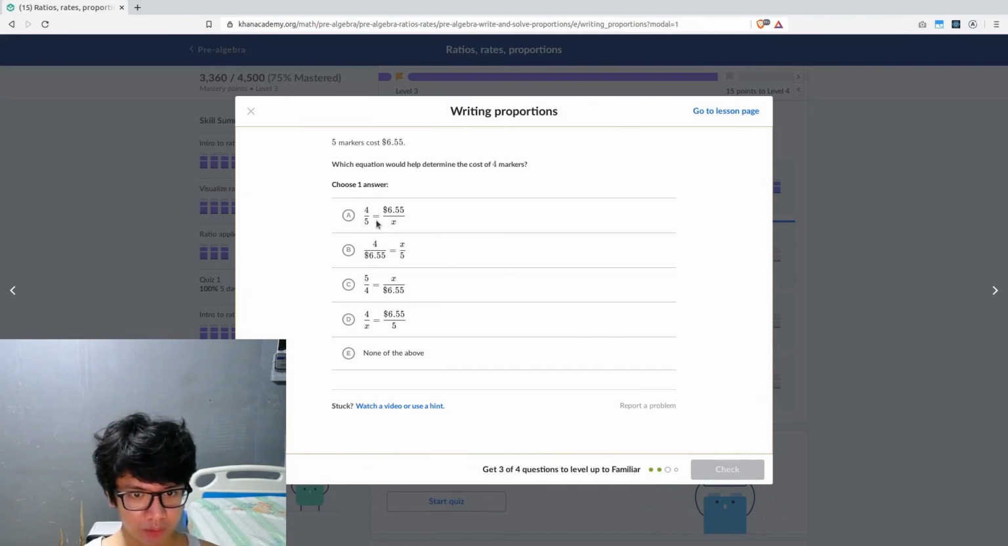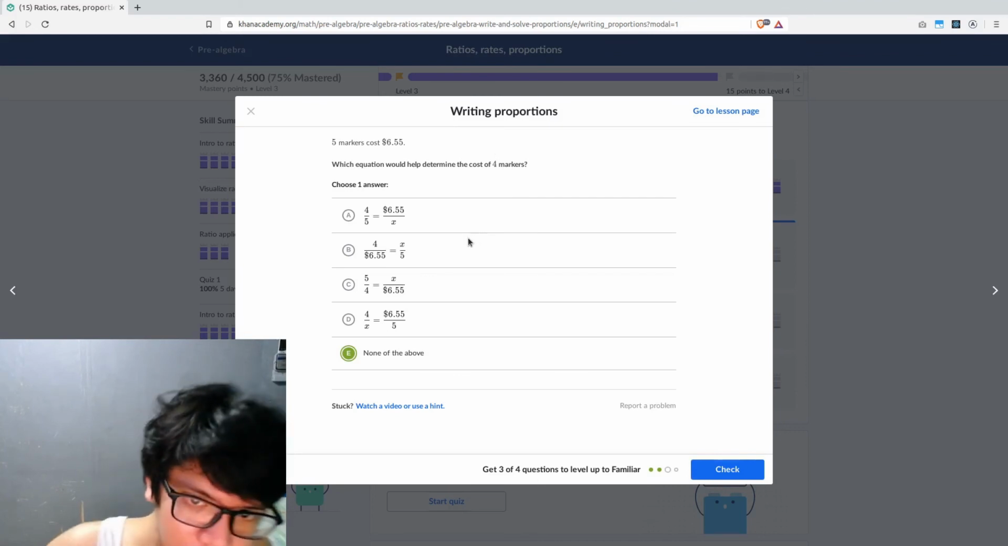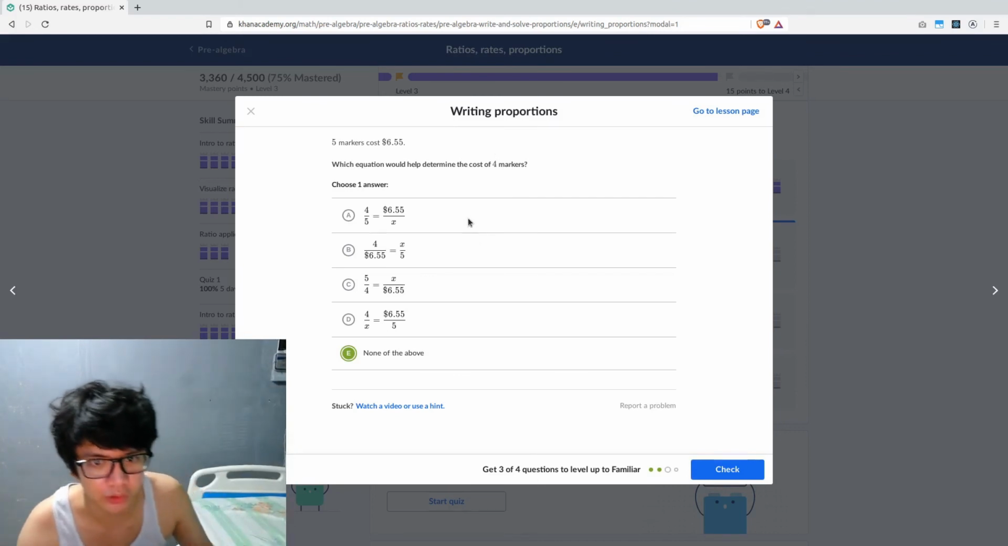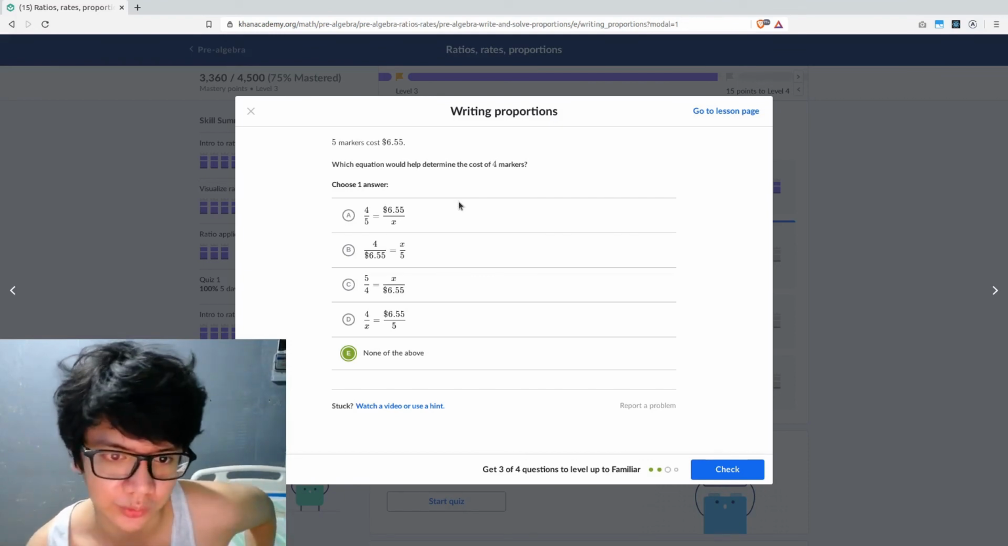Five would cost now. No. No. It should be, the rate should be like that. Oh, none of the above again? This is insane, bros. This isn't supposed to be like a cosmic plot. This is proportion stuff.